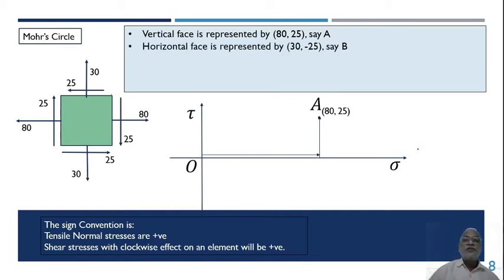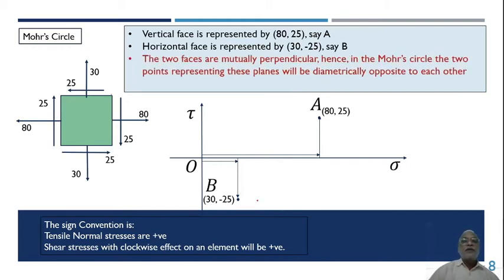Now horizontal face is represented by 30 minus 25. So I should go 30 on normal stress axis and then 25 on the shear stress axis, that is y axis. It is negative because of that it is below, and it is point B, right? The two faces are mutually perpendicular, vertical face and then horizontal face. In Mohr circle, the 2 points representing these planes will be diametrically opposite to each other. This is the point to be remembered, right?